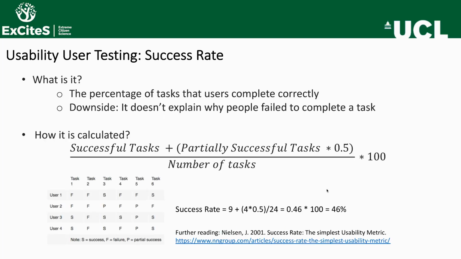So what is a success rate? Success rate gives you an overview of the percentage of tasks that users complete correctly. It doesn't explain why people fail to complete the task, but it just tells you the usability score of that particular application. To calculate it, you need to use the formula on your slide. And also on that link here, you can find more information about the success rate, how it is used, and why usually the majority of websites score less than 50%.